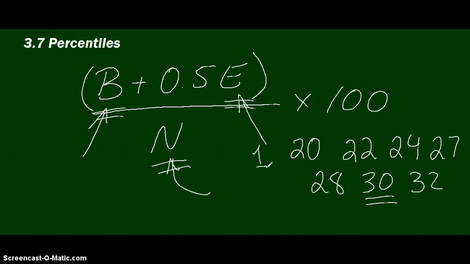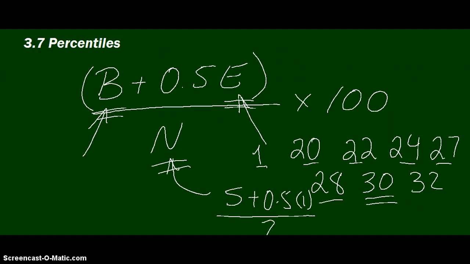How many were below? 1, 2, 3, 4, 5. So 5 were below, plus 1/2 times 1. Just put that in brackets there. Divide by the total number, in this case 1, 2, 3, 4, 5, 6, 7. So you've got 7. You're going to take this 5 plus 0.5 and divide it by 7. That gets you 0.785. When you multiply by 100, you actually find yourself in the 78th percentile.